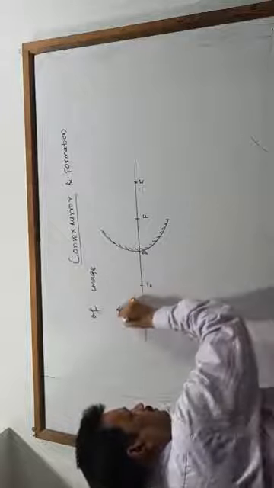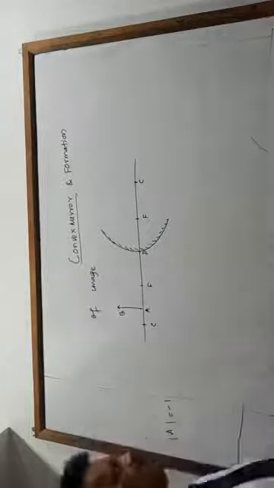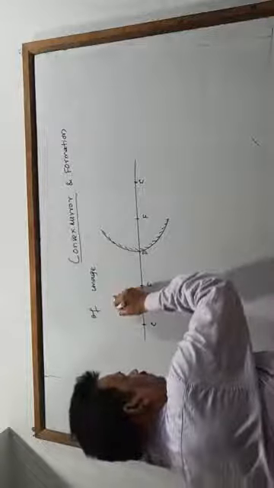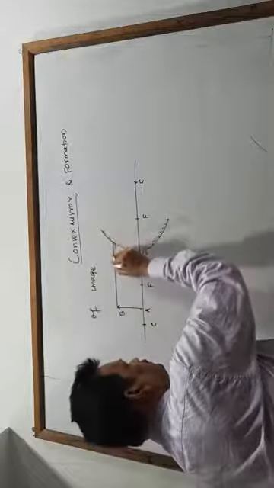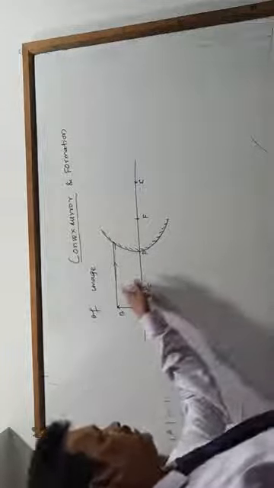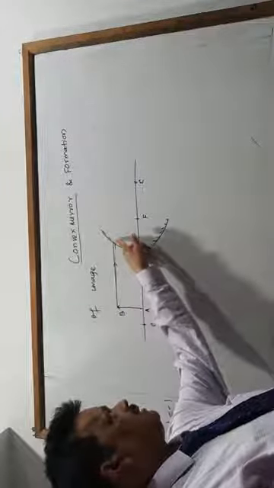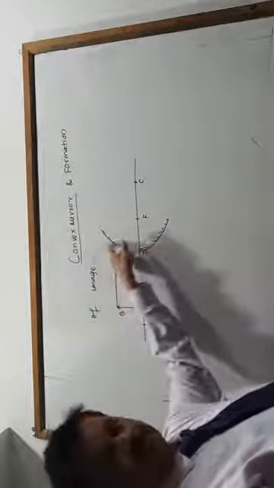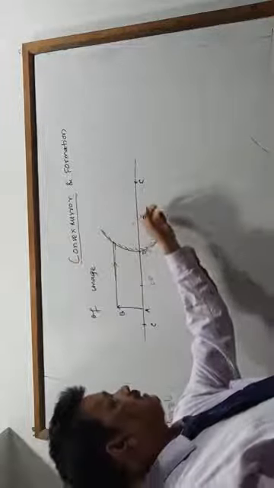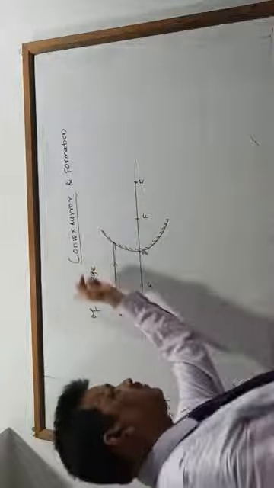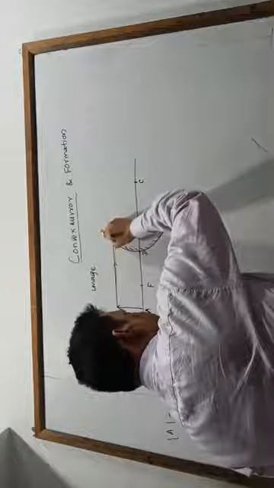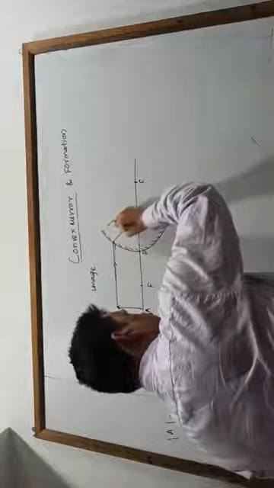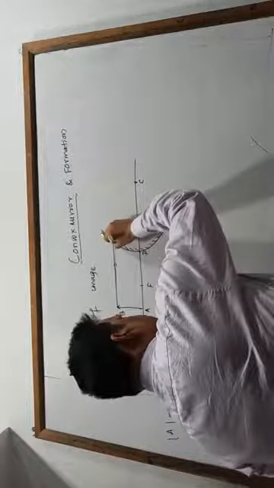AB. So first we will take a ray parallel to the principal axis. Any ray that goes parallel to the principal axis is diverged in the direction of focus. So first you join this, then it is diverged.